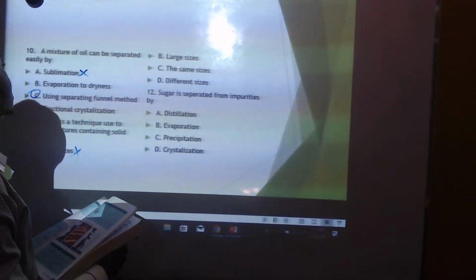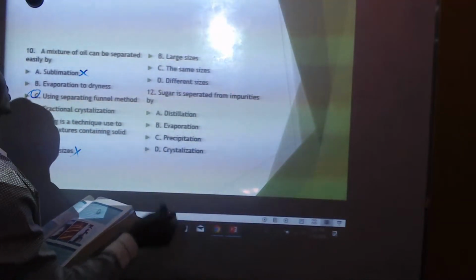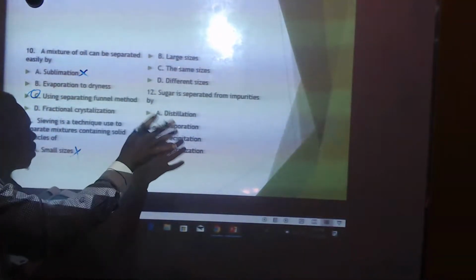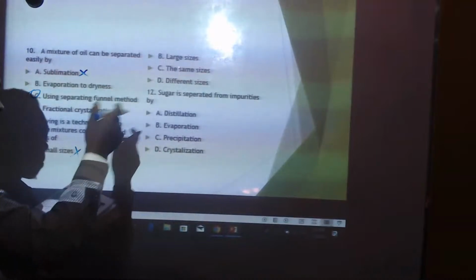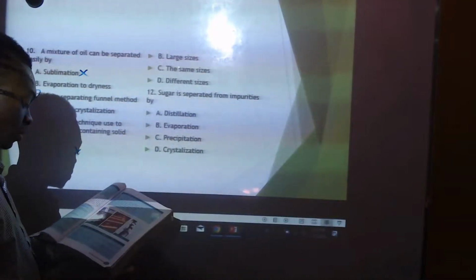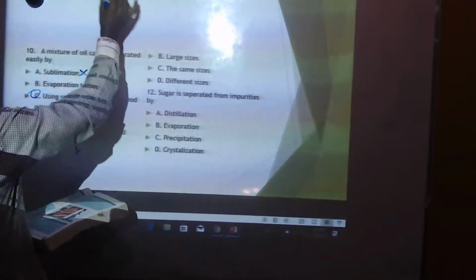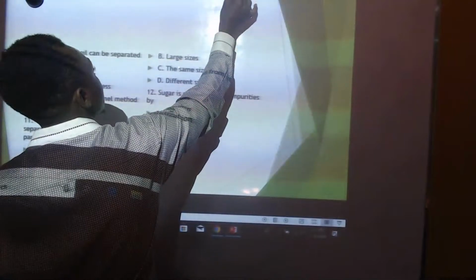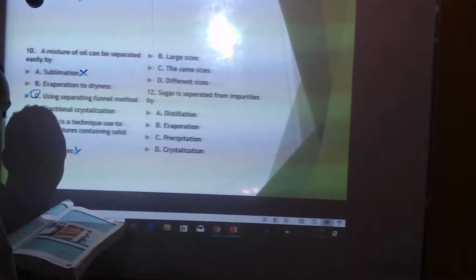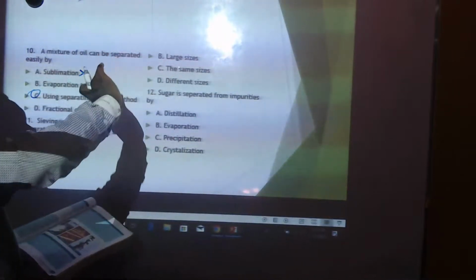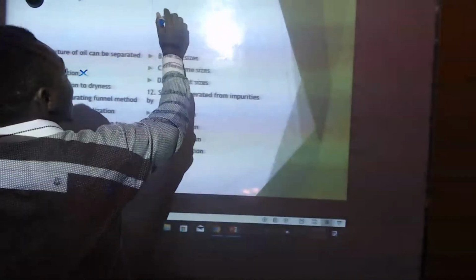But when you talk of compounds, they cannot just be separated by physical methods. You cannot separate a compound using all these techniques of separation. You can't use sublimation to separate a compound, because they are chemically combined together. So the major difference between mixtures and compounds is this: the constituents of mixtures are not chemically bound together, while those of compounds are chemically bound together.